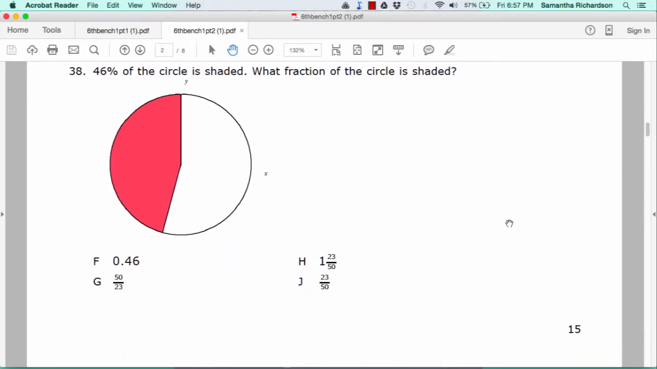Question 38. 46% of the circle is shaded. What fraction of the circle is shaded? F. 0.46. G. 50/23. H. 1 and 23/50. J. 23/50.